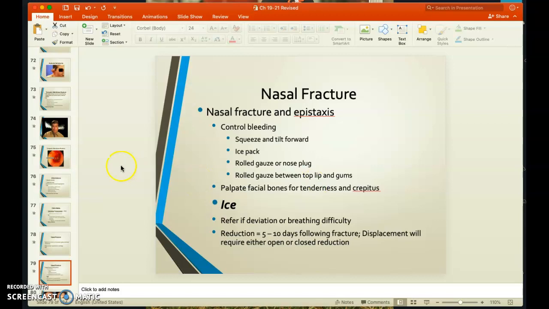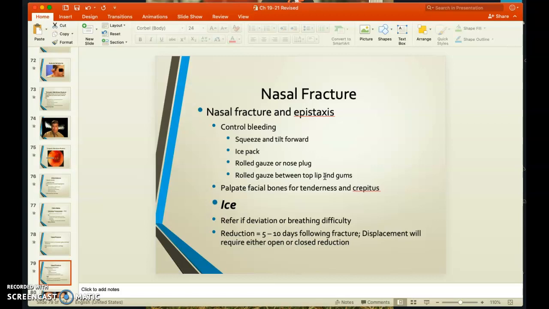So with that, we want to control the bleeding. Squeeze, pinch the nose, tilt forward. Don't have them look back. You can use gauze. You can plug the nose. You can also put gauze between their top lip and gums. That puts pressure, helps to slow that blood flow to the nose.